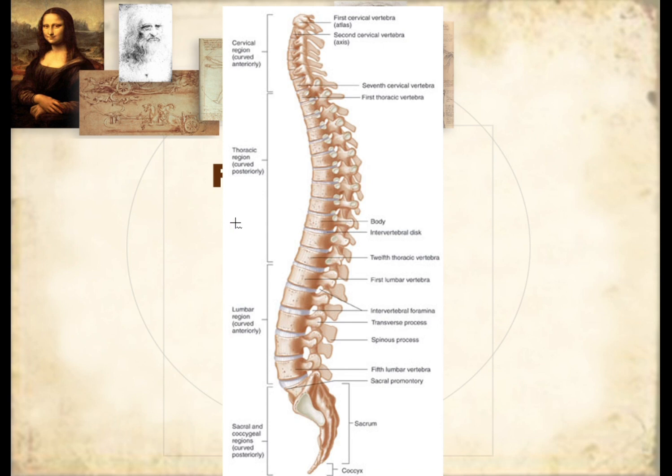So as you can see here, this is the cervical vertebrae, this is the thoracic vertebrae, and this is the lumbar vertebrae, and this is the sacrum, and the last part is the coccyx, right.